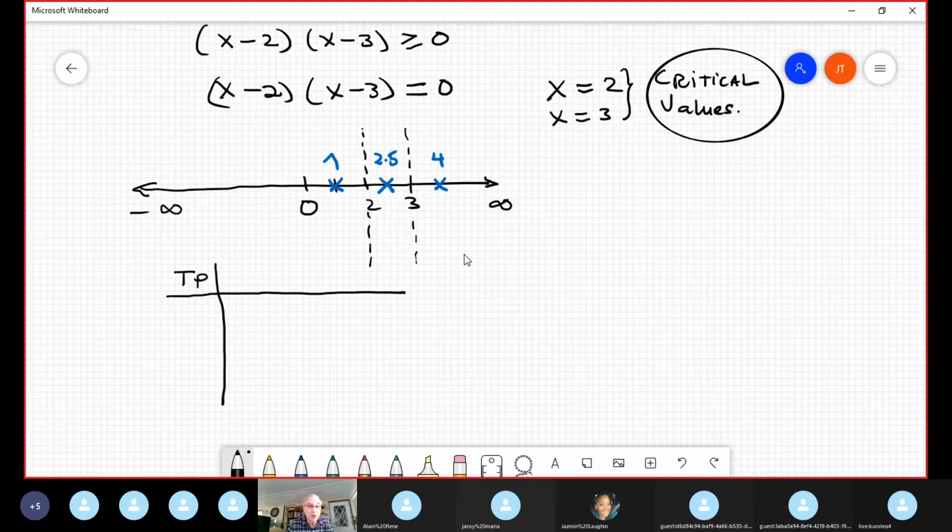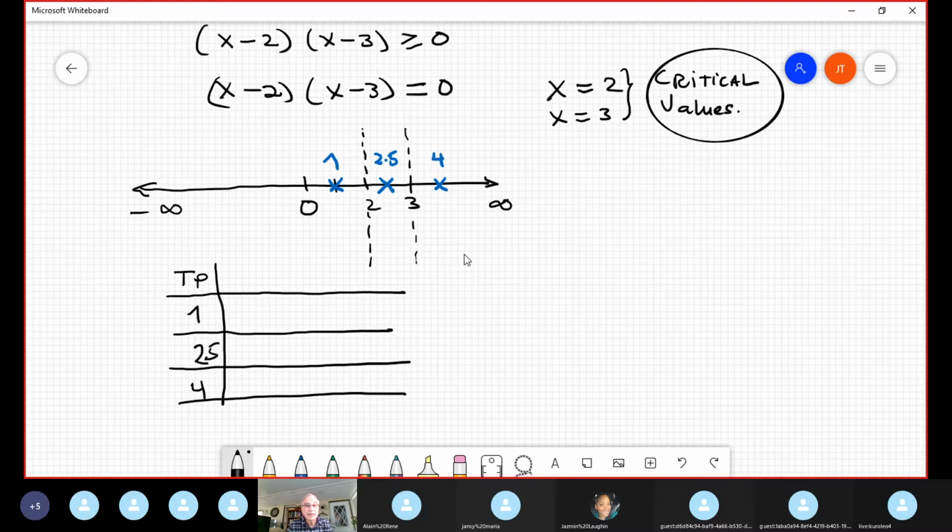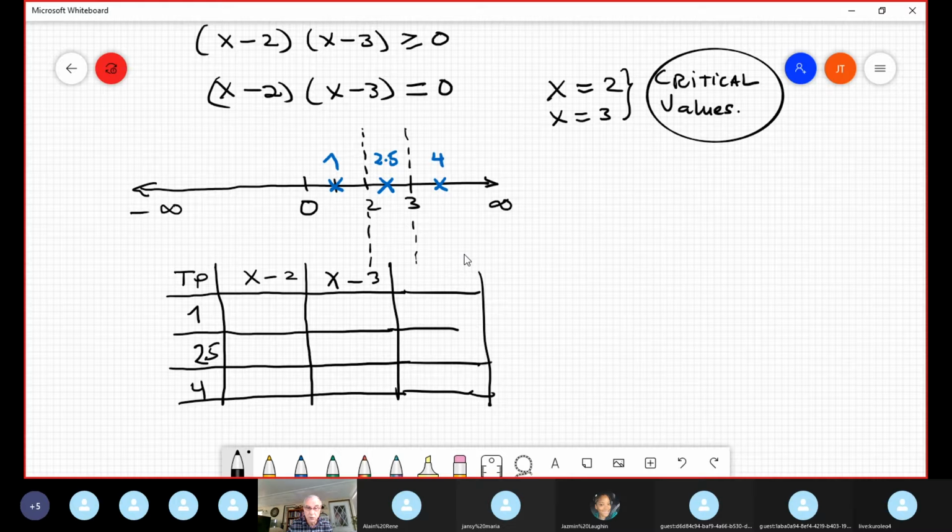For example, testing point 1, testing point 2.5, and testing point 4. There are many ways to evaluate: directly in the spreadsheet, or in each factor separately. Suppose x minus 2, x minus 3. I attach an extra column, the total. It's super easy. Evaluate here, for example, 1. You plug it in mentally.